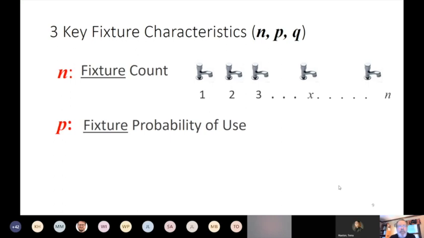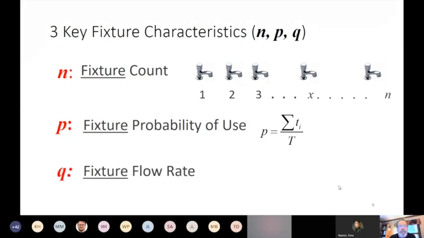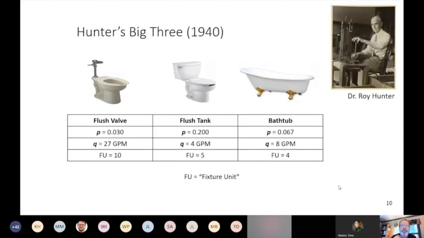P is the probability of use, especially during the peak period. That's typically a dimensionless ratio of the time the fixture is running divided by the time between fixture uses. And then we've got fixture flow rate. So the NPQ parameters are really important, and I'm going to refer to those quite often throughout this presentation this morning.